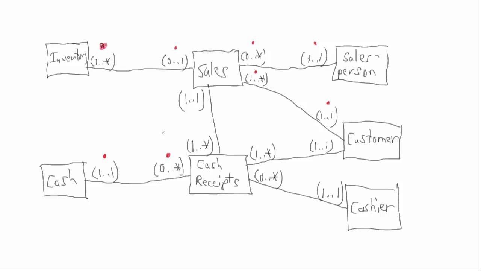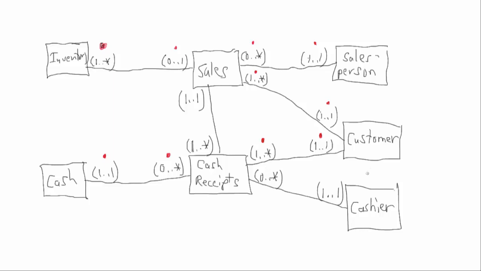Next, looking at the customer relationship, a customer is going to give us at least one cash receipt. We're designing this database optimistically. So we're going to receive at least one cash receipt from our customer and could eventually receive many cash receipts. An individual cash receipt is only going to be involved with one and only one customer.